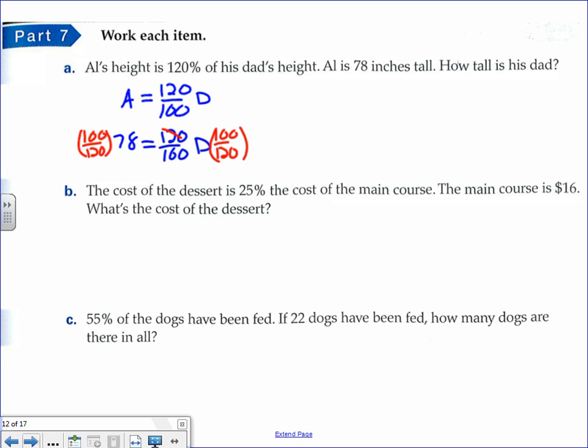And over here, of course, my 120 and my 100 cancel out. And then on the left side here, if I take 100 times 78 divided by 120, that is going to come out to be 65. So 65 equals D. So we know that Al's dad is 65 inches tall.